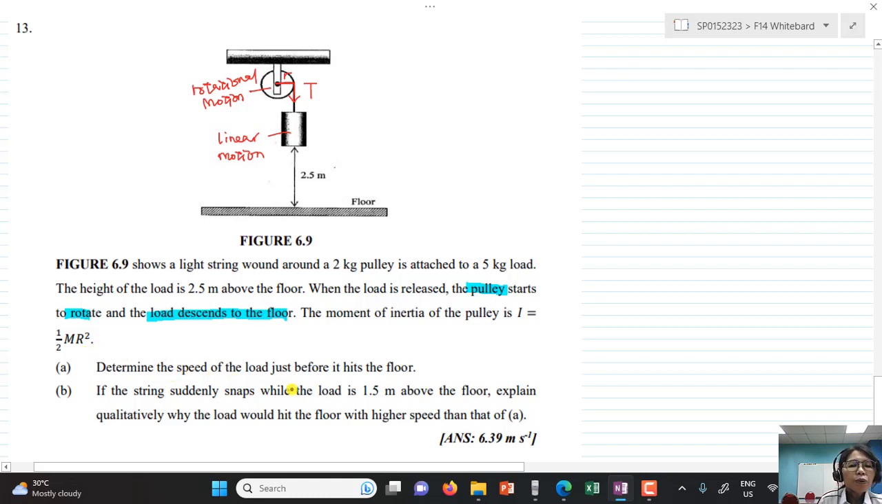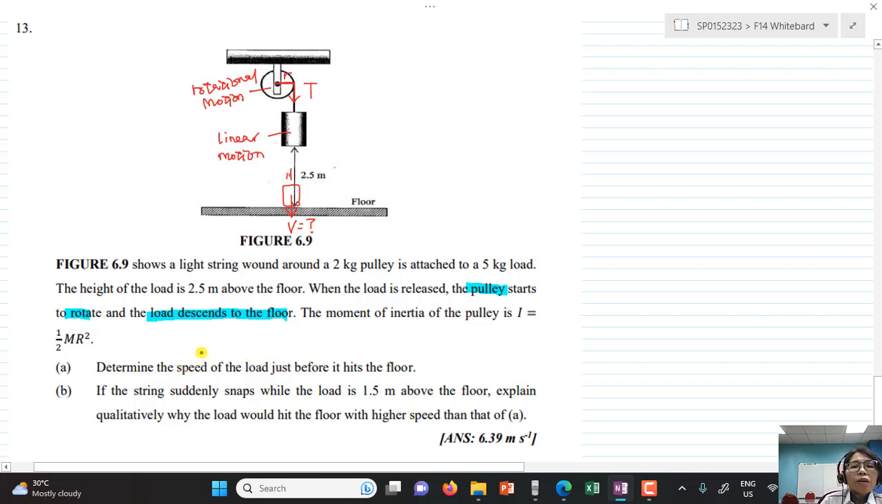squared. We want to determine the speed of the load just before it hits the floor. So as the load strikes the floor, we want to find what is the speed of the load.